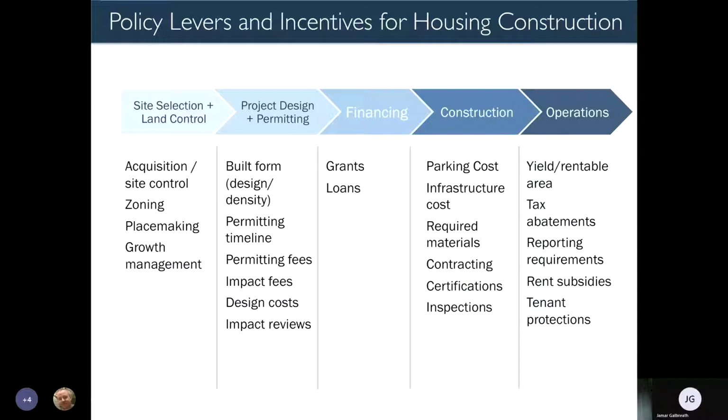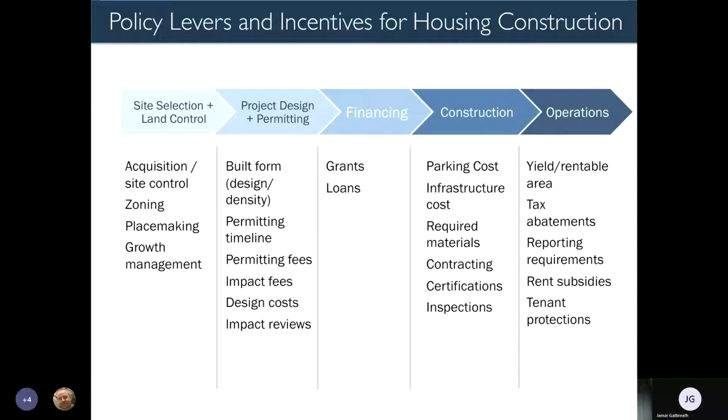And then when you get into the building actually operating after it's been constructed and has tenants in it, this is where a lot of the sort of programmatic pieces come in and can be really critical. So rent subsidies or vouchers to help to get people into units, tenant protections to make sure that there's not discrimination going on. Those kinds of programs are often very, very critical components of affordable housing strategies.